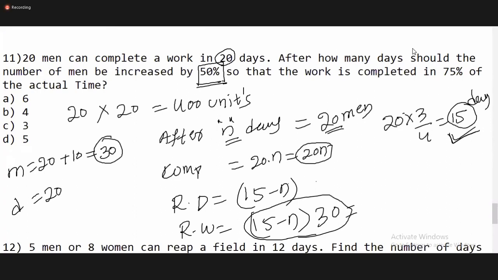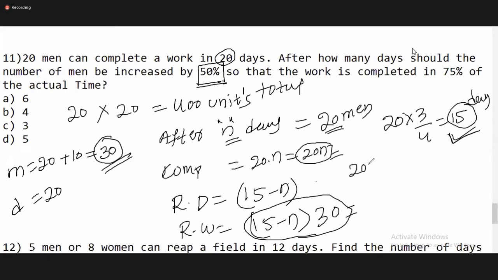Please note down all the points. Total work is 400 units. After n days, I need to increase 50% of the men, because the question is that only. So in n days, 20 people will do 20n work, because I want to complete the work in 15 days. Out of 15 days, already n days of work is done. So the remaining days are 15 minus n days. In 15 minus n days, with a manpower of 30, they will do (15 minus n) into 30 work.